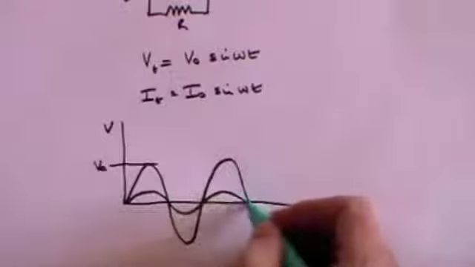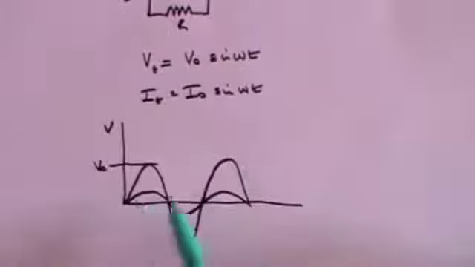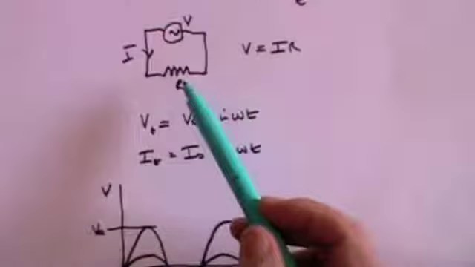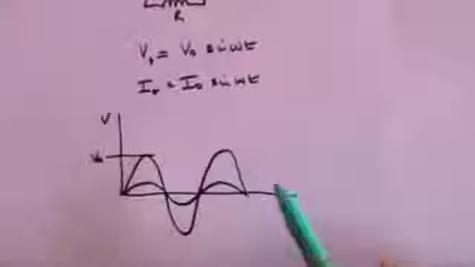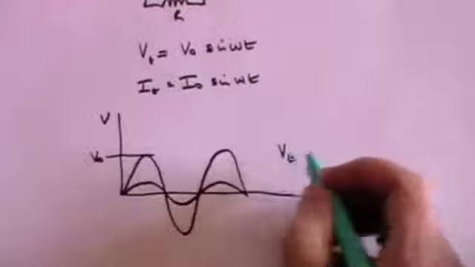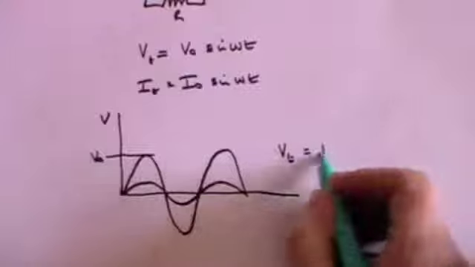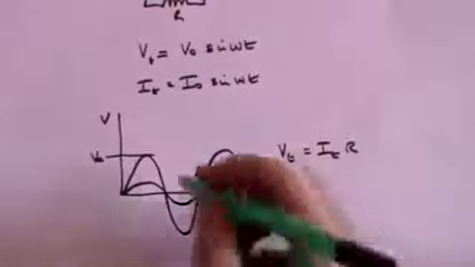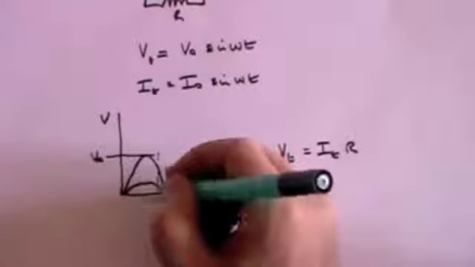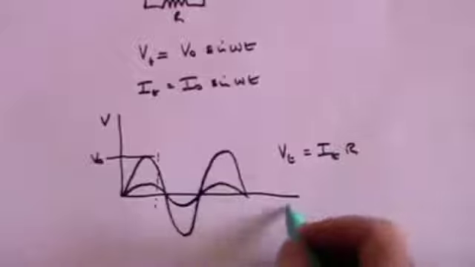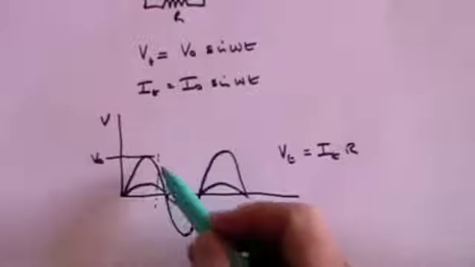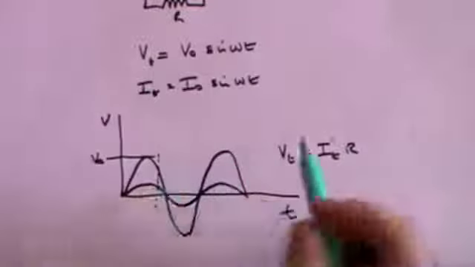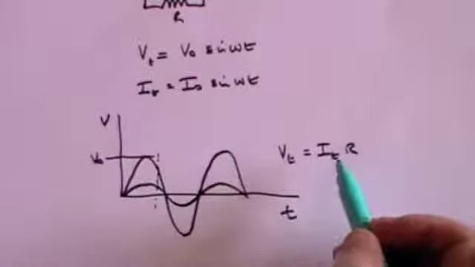That's the current. Obviously the size of the current, the maximum of the current, will be determined by the size of the resistance. And you can also say that V at any particular time t is equal to I at any particular time t times R. So anywhere you choose, if we choose a time, say there, this is time of course, then V at time t is equal to I at time t times the resistance.